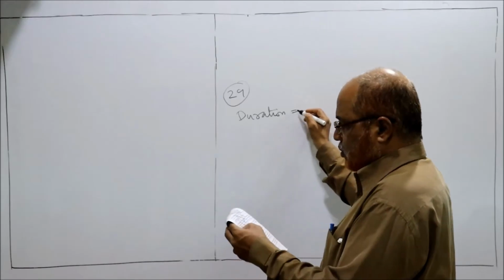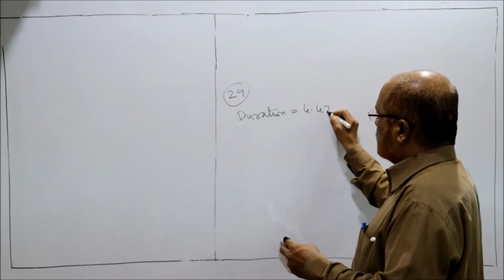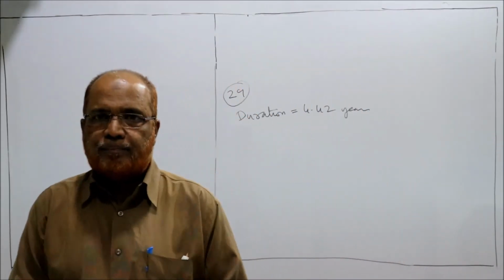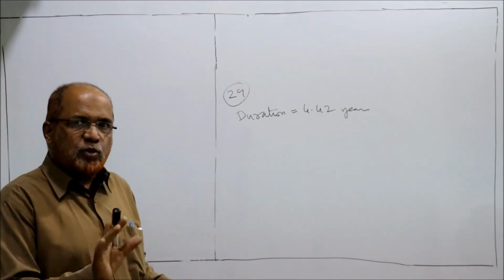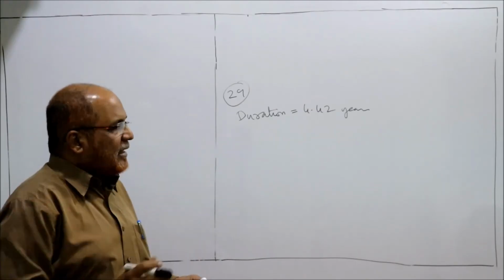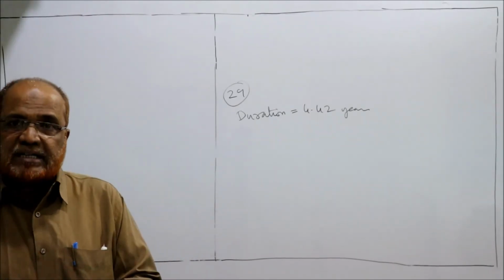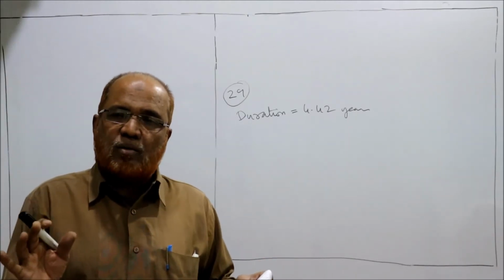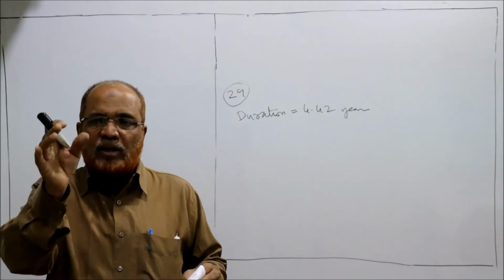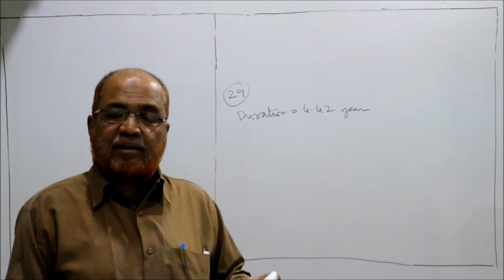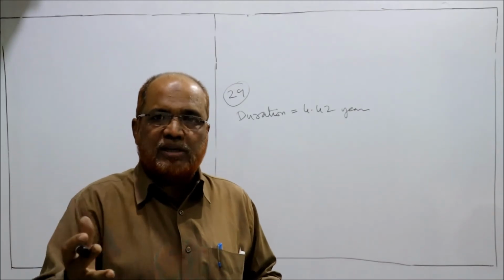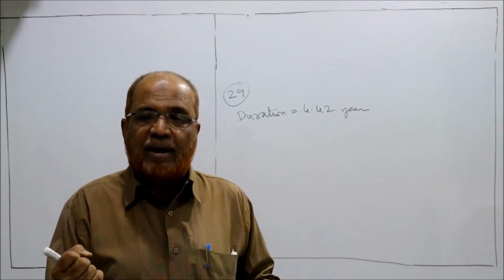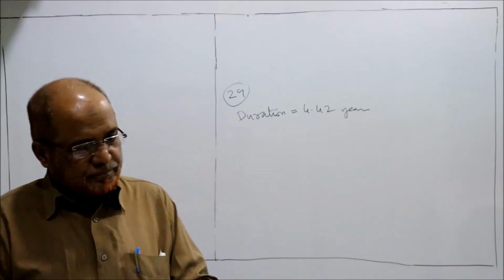29th problem, duration is equal to 4.42 years. It is asking you only duration, not MMD. Not modified, only Macaulay's duration. So Macaulay's duration 4.42 you will get if you do it yourself. See here, practice is required. Don't think that by doing 1 or 2 problems we got the concept, we got the knack. Until you do it yourself once or twice, you will not get the confidence, you will not get the command, and you won't make the mistake.